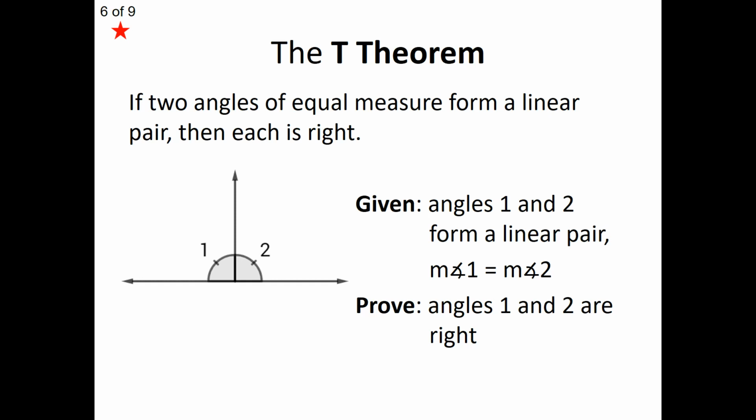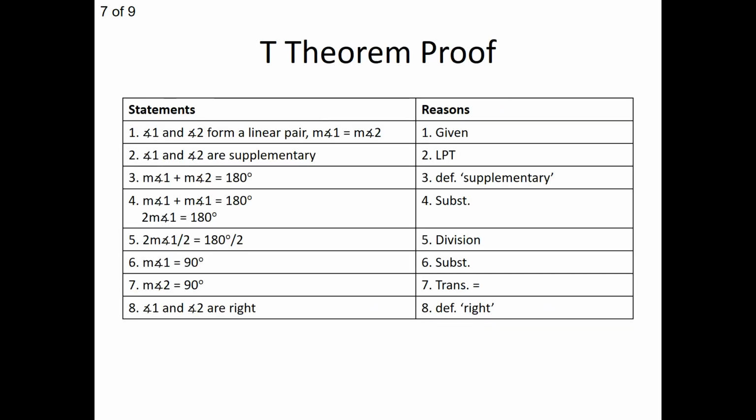Well, here in the T theorem, we've just encountered a linear pair. Angle 1 and angle 2 form a linear pair. So you're going to see in the proof of the T theorem that right out of the gates, we're going to use the linear pairs theorem to help us prove the T theorem. And we can do that. We can use previously proven theorems now as reasons in our reason column. Here is the two-column proof of the T theorem.